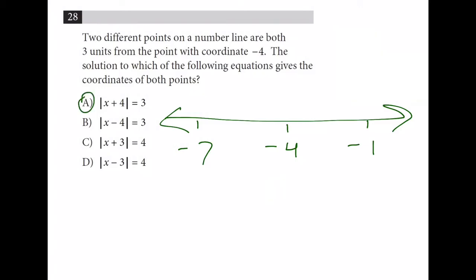However, sometimes if you don't remember all those things, a guess and check method is appropriate. And if we are starting at the coordinate negative 4, 3 away, or 3 to the left, is negative 7, or 3 to the right is negative 1. If we plug in negative 7 and negative 1 to each of these equations, which one is true for both coordinates? Only the first one, only A.